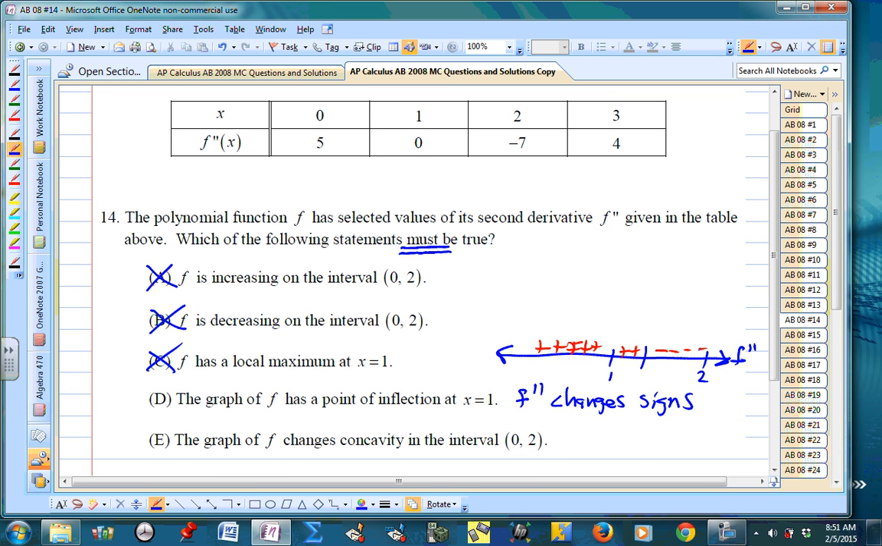So the only thing we can guarantee is the option E. The graph of f changes concavity somewhere on the interval from 0 to 2. They lead us to believe it could be at x equals 1, but the truth is we don't know where f changes concavity. We just know that f prime prime is positive at x equals 0 and negative at x equals 2. So somewhere in between 0 and 2, f changes concavity.